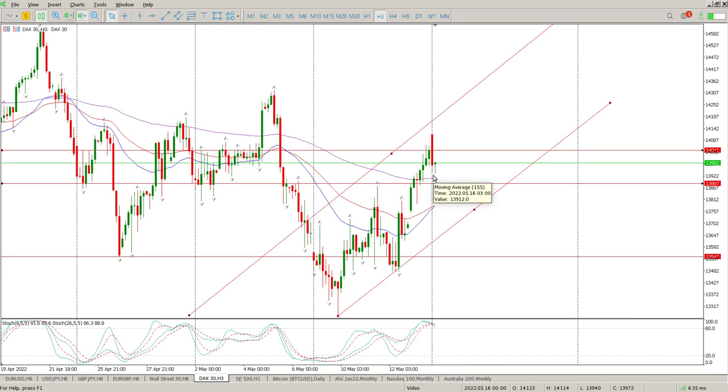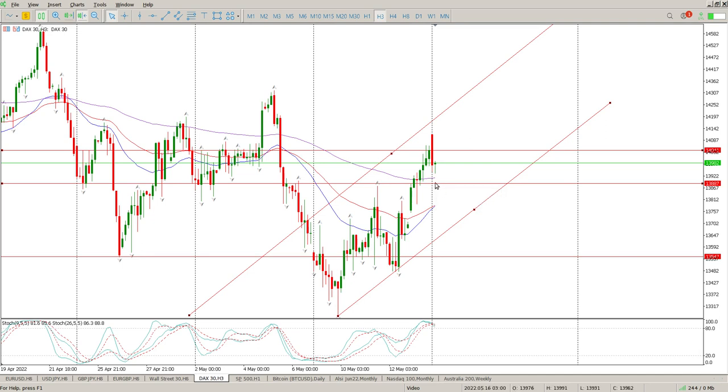So moving down to the 3-hour, and what you see here is quite a bit of structure at 13,887. Also the 3-hour 155 EMA, we've got a moving average crossover at the moment. We do have these gaps to the downside, so that's something to pay attention to. And at the moment, as far as I'm concerned, this is our first major level to pay attention to, 13,887.